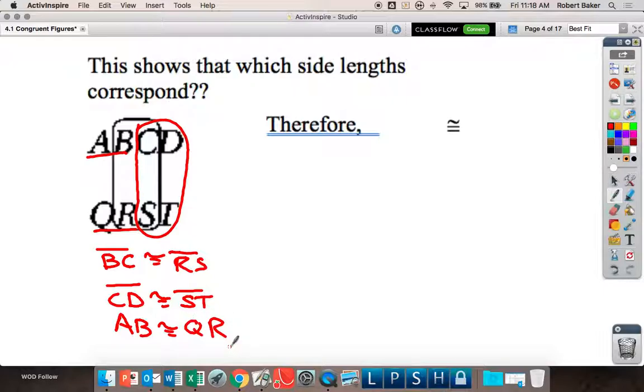And then what? That's the hard one. It has 4 vertices, so it should have 4 sides. There is also this side right here, the first letter and the last letter.